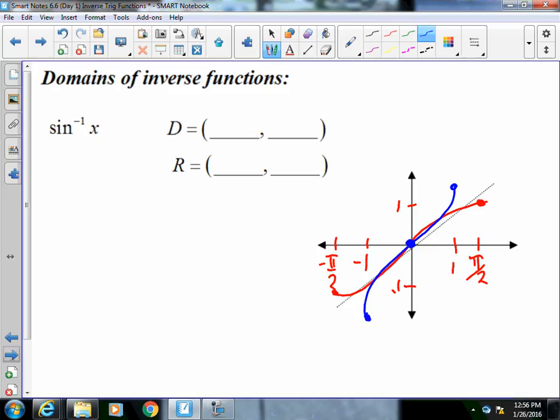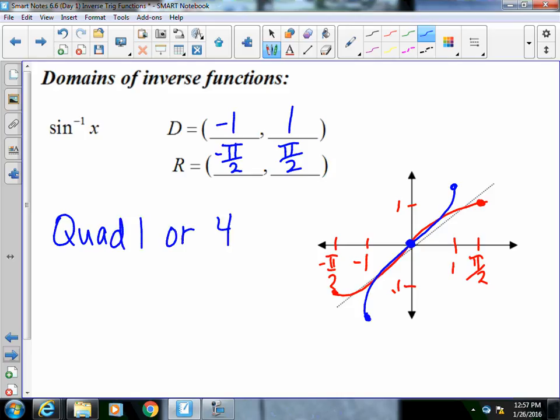Now the domain of that function would be negative 1 to 1 because that was the range of our sine function. And for the range, we can't continue on with our sine graph beyond pi over 2 or negative pi over 2 because its inverse would not be a function. So we have to make the inverse stop at pi over 2. Which means when you take the inverse of some trig value, you must get an angle in quadrants 1 or 4.